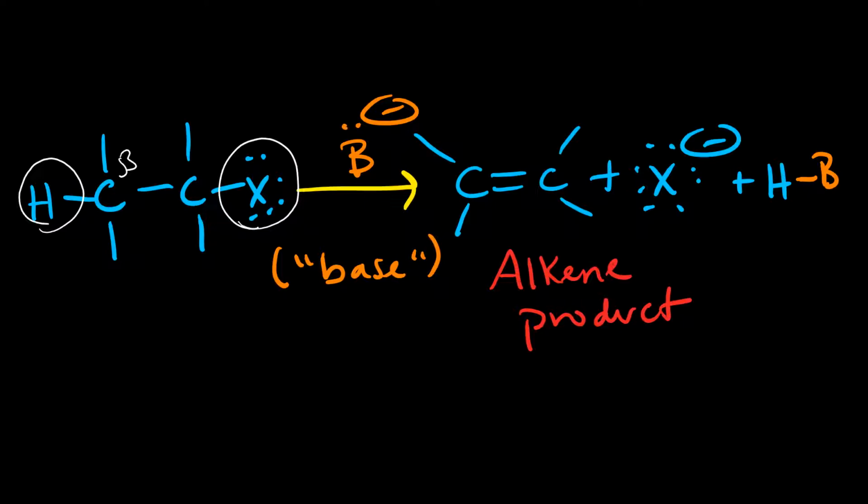The product of the reaction, the major organic product, is going to be this alkene product. That's what we're interested in. You have an inorganic halide that's formed, and then you have this protonated base as the byproducts.